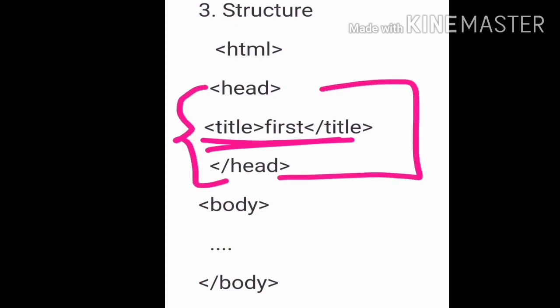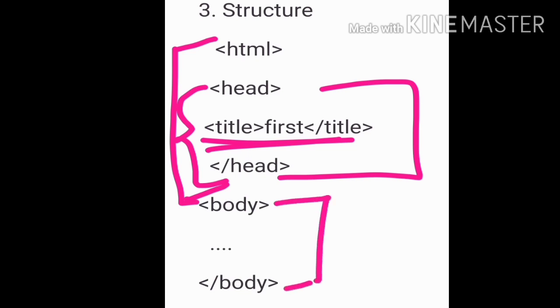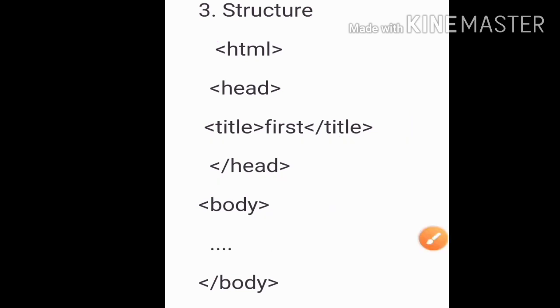This is the head section, and this is the first part of your HTML code. The next thing is the body part. All the content of the web page should be written within this body tag. Here, within this body tag, you have to write all the content of the web page.